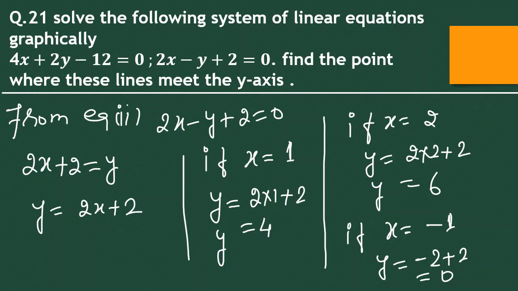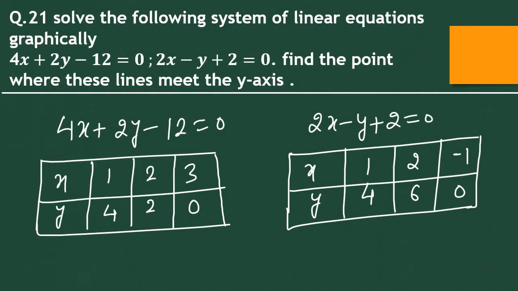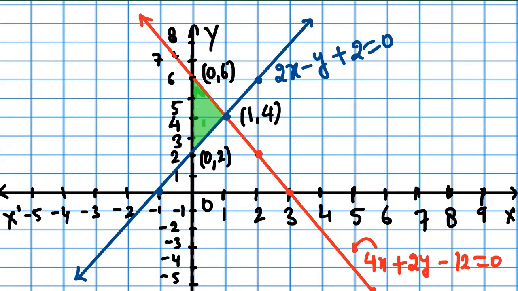So again I tabulated the values for equation 1 and the values for equation number 2. I'll plot them over the graph and find out the shape of the graph. So see, here I tabulated them and I hope you are seeing. Again we are coming to the point where this line meets the y-axis. So it is (0, 6).